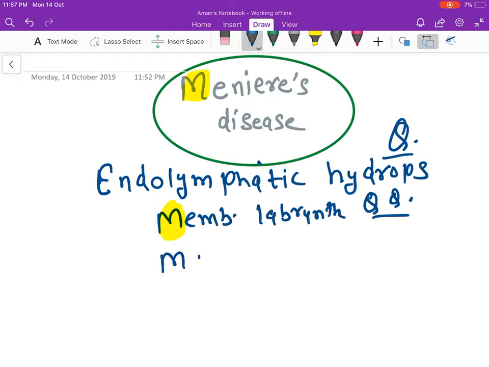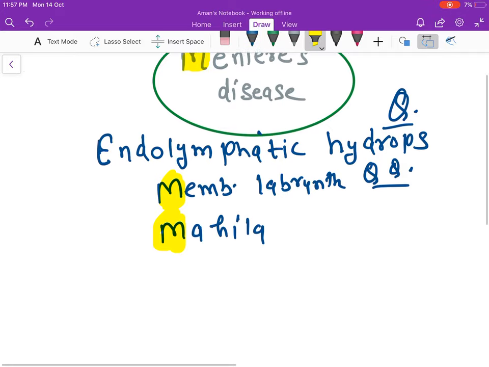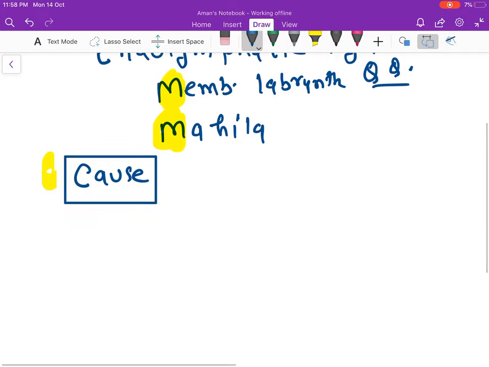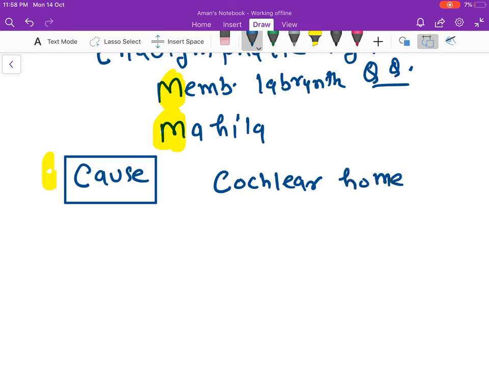In India, this disease is common in females, M for Mahila. So what could be the cause of this condition? It can occur because of a cochlear homeostasis disbalance.